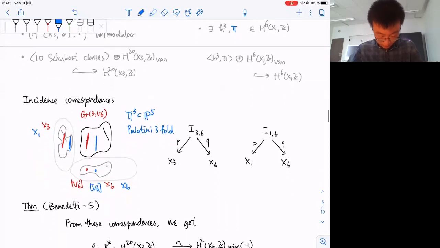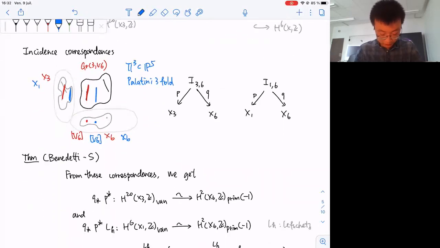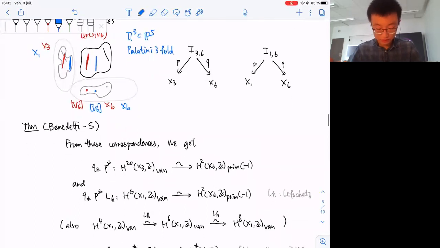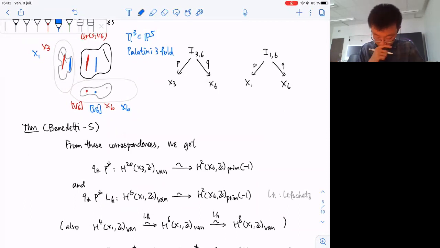Now this is what we obtained with Vladimiro Benedetti. We use this correspondence to show the analog of the result of Beauville-Donagi. So if we look at the first correspondence here, we go from the middle cohomology of X3, pull it back to the incidence variety, and then push it forward. Then this gives a Hodge isometry between the vanishing part of the H20 of X3 and the primitive part of the H2 of the hyperkähler.